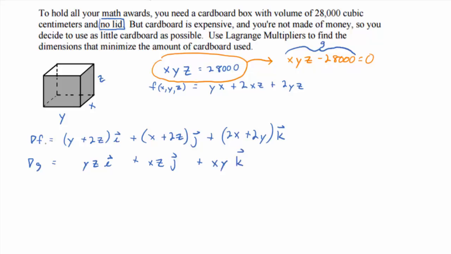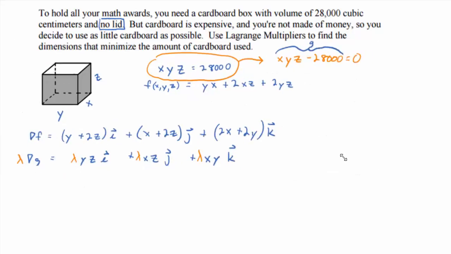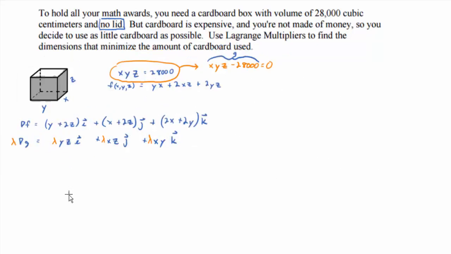Then remember, we need to set del f equal to lambda del g because they're scalar multiples of each other. So let's multiply through by lambda. And we get lambda yz for the first component, lambda xz for the second, lambda xy for the third. And then remember, we set up a system of equations, the system we solve to get critical points, or point, maybe there's only one critical point here. We set corresponding components equal to get those equations. So the first equation would be y plus 2z is equal to lambda times y times z.